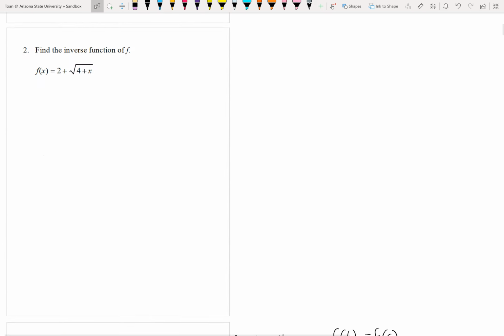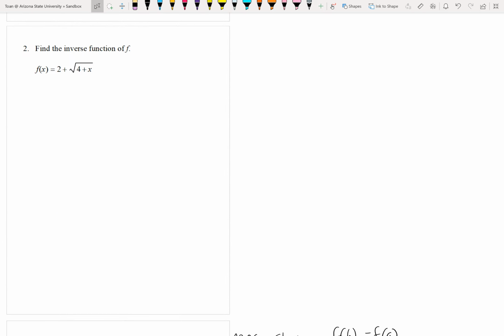Number 2, finding the inverse function. Finding inverses algebraically is just solving for x. So the first thing I would do is change it to y equals, and then all it is really algebra. Not a lot of heavy concepts here. So get x by itself, we're going to subtract 2 from both sides. And then to get rid of the square root, you're going to have to square both sides.